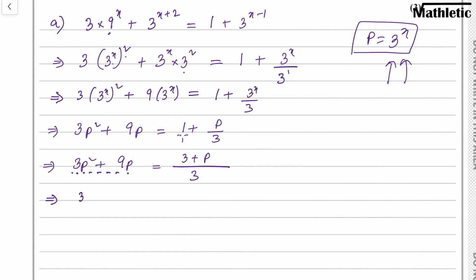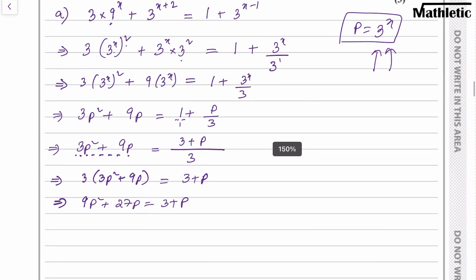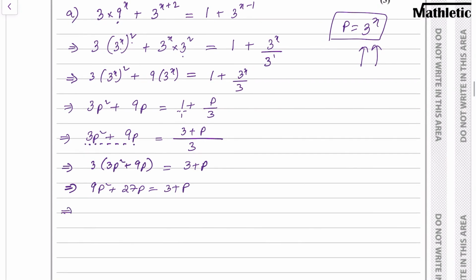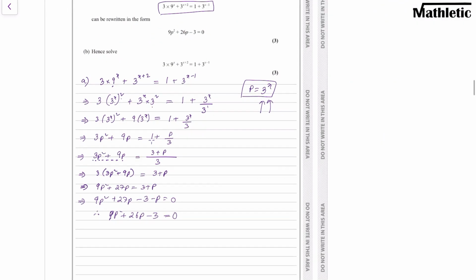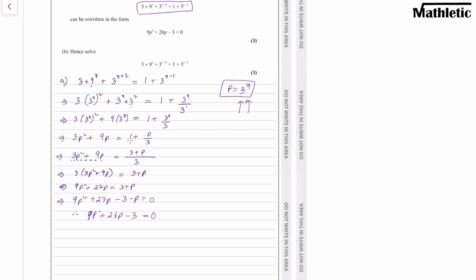So this will be 3p square, 9p at the left side, and at the right side you have 3 plus p. So 9p square, 27p, 3 plus p. So 9p square, 27p minus 3 minus p equals 0. So this will give us 9p square, 26p minus 3 equals 0. So let me check. Yeah, 9p square, 26p minus 3. So I'm done with part A.